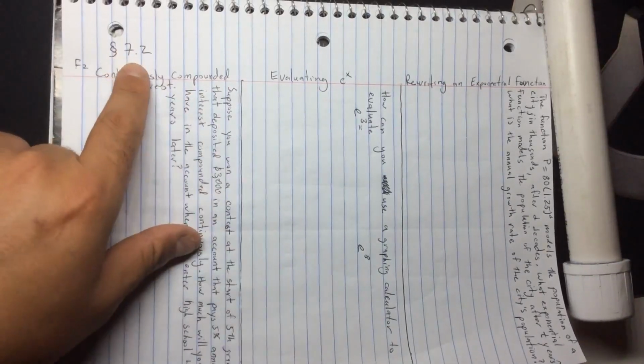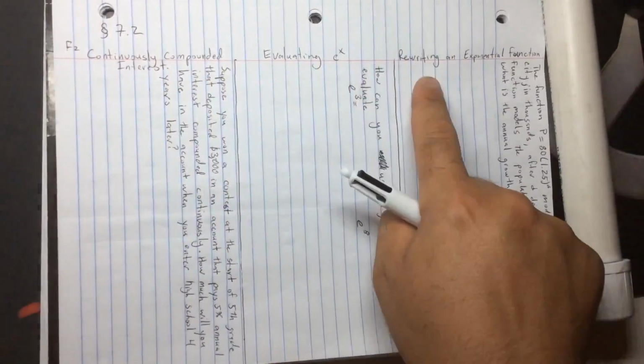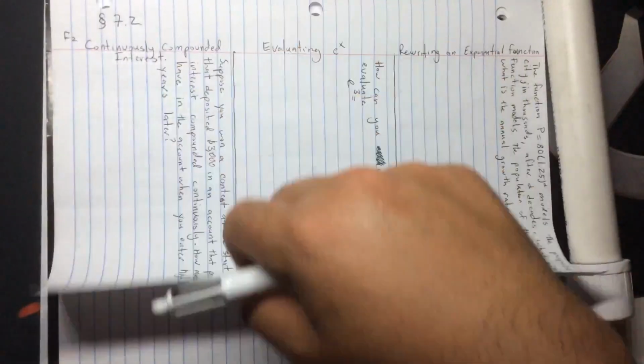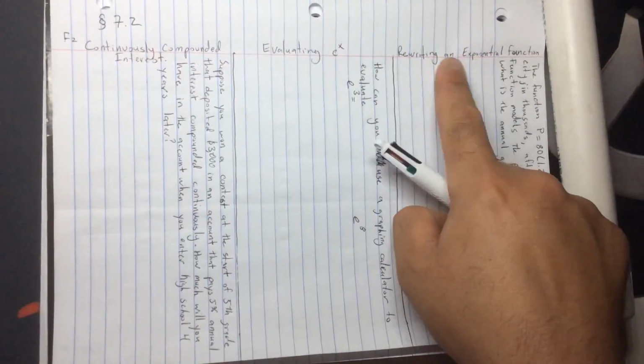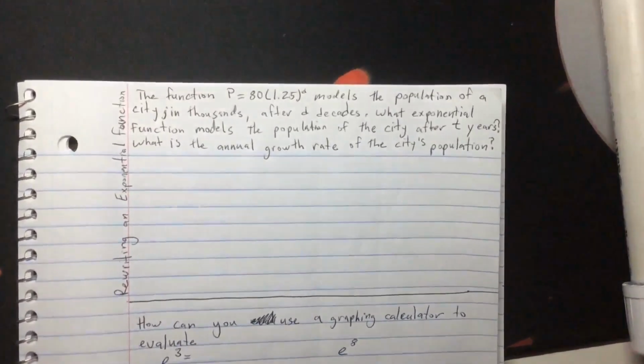This is 7.2, foldable number 2. This one has 3 different things in it. So the title is going to be for each one, and that's actually what you would put on this side as well. The first one is going to be rewriting an exponential function, and we'll go ahead and get to that one now. Zoom in a little bit.